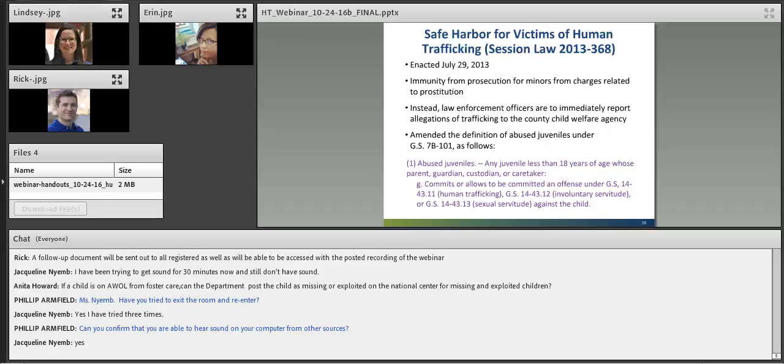So anyone younger than 18 years of age whose parent, guardian, custodian, or caretaker commits or allows to be committed an offense under any of those previously discussed criminal statutes that we talked about here today. Those definitions are human trafficking, involuntary servitude, and sexual servitude against the child. I'm going to talk a little more about this later, but your structured intake policy was updated in August of this year to include a screening tool regarding human trafficking, and questions have been added to the intake form as well, and we'll go over that shortly.